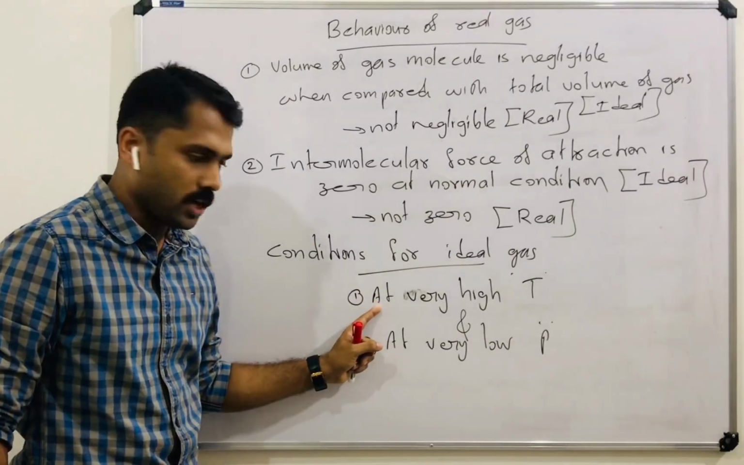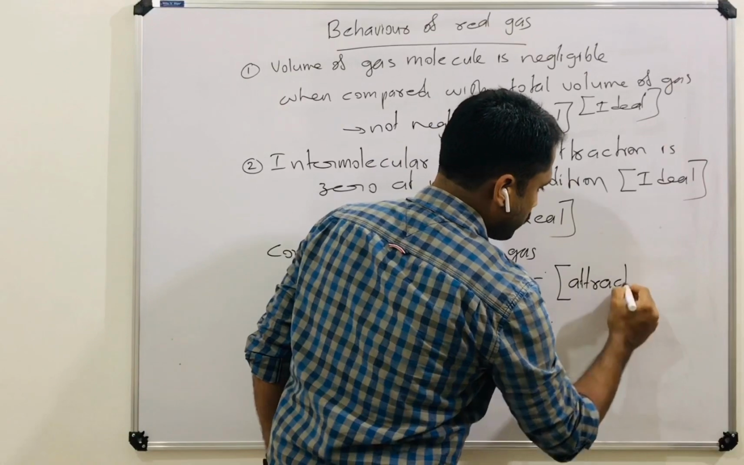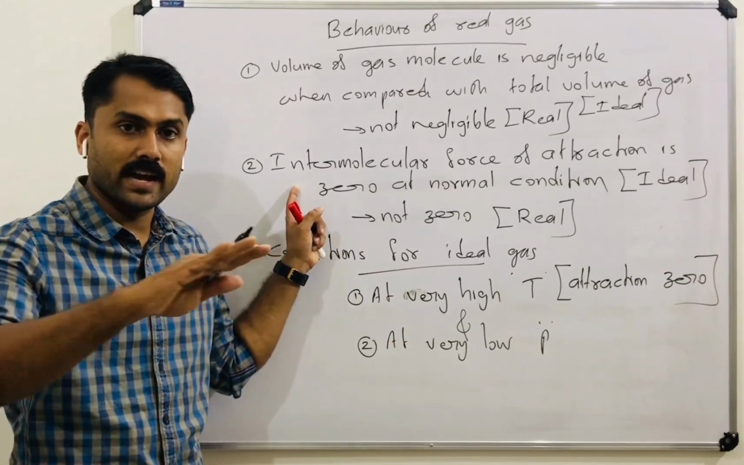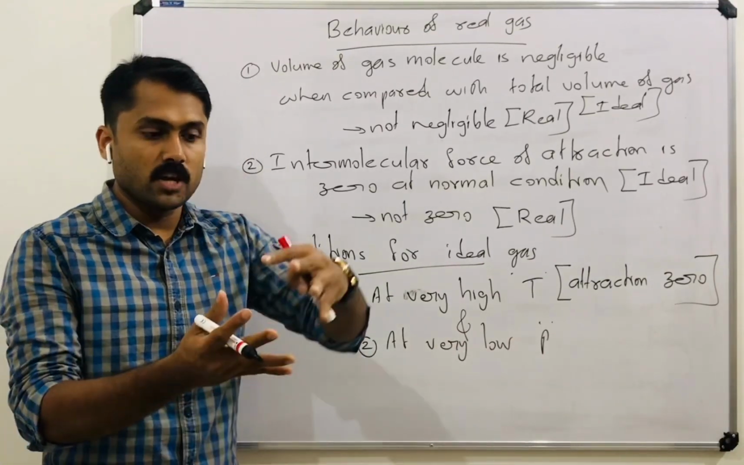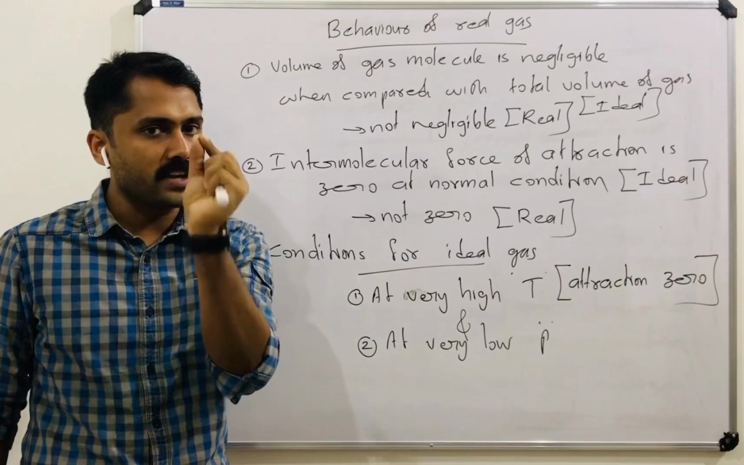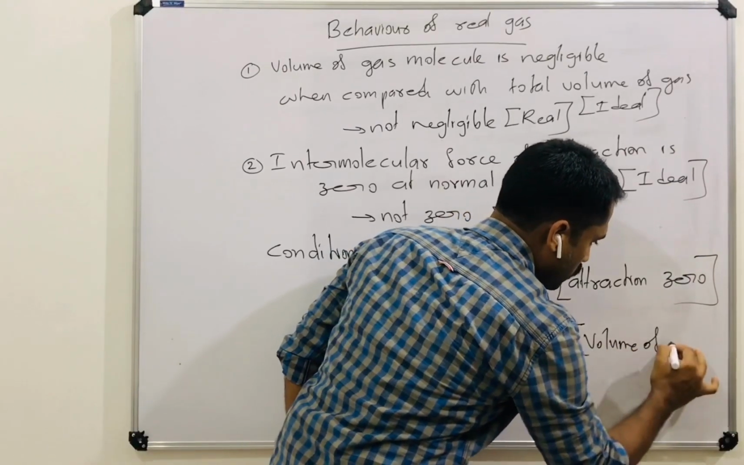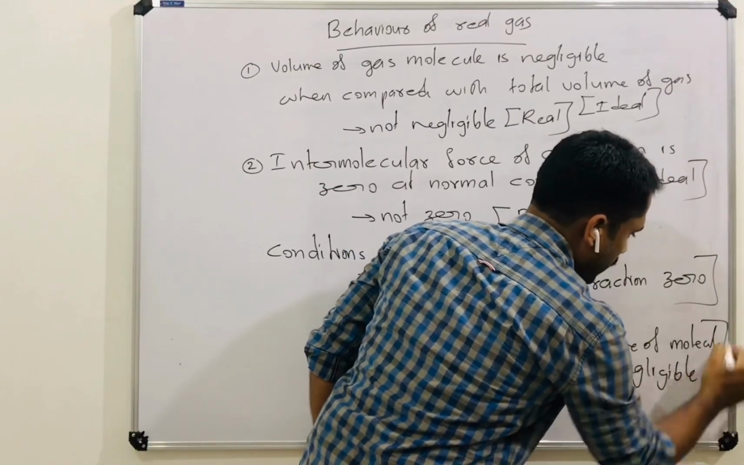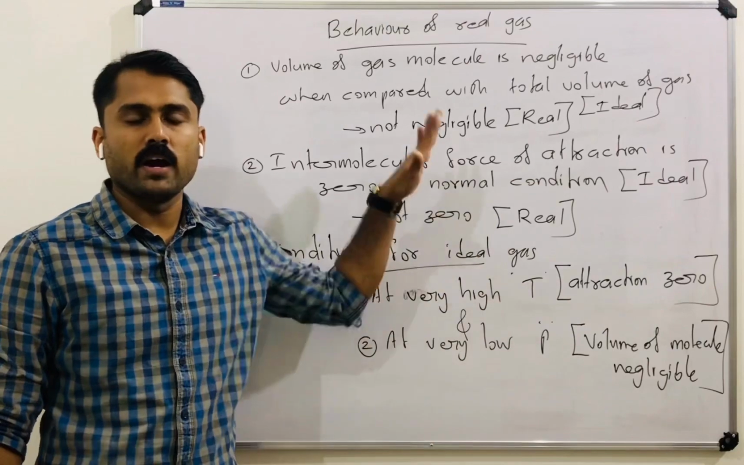When we give very high temperature, intermolecular force of attraction becomes zero. That means the second deviation is cancelled at very high temperature. What will happen at very low pressure? Very low pressure means we have to increase the total volume. When we increase total volume, volume of gas molecule becomes negligible. That means the first deviation is also cancelled. So these are the introductory points we have to know about real gas.